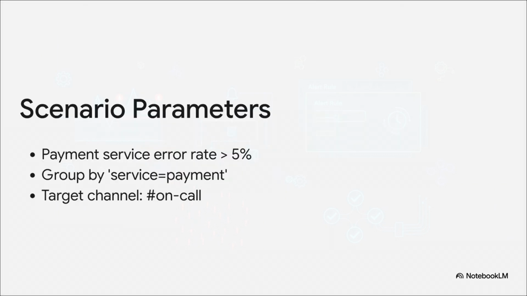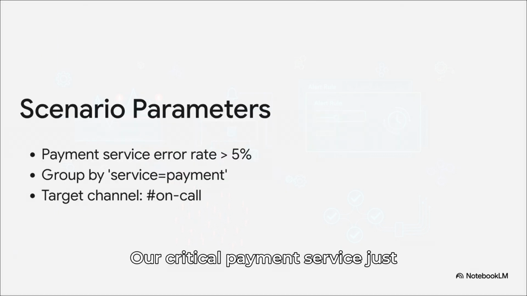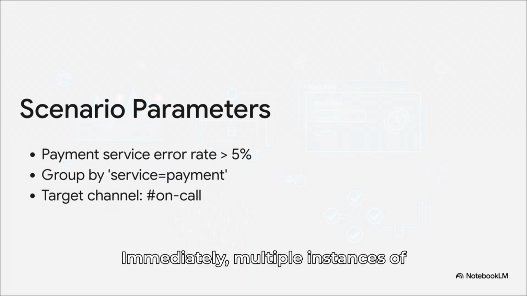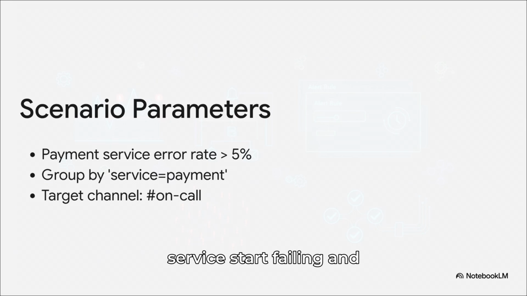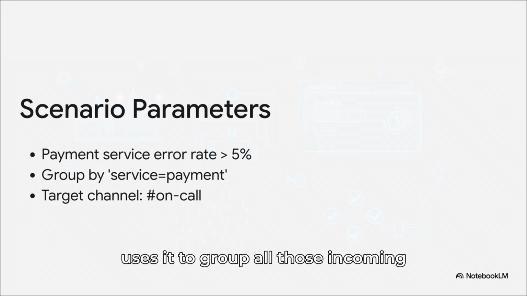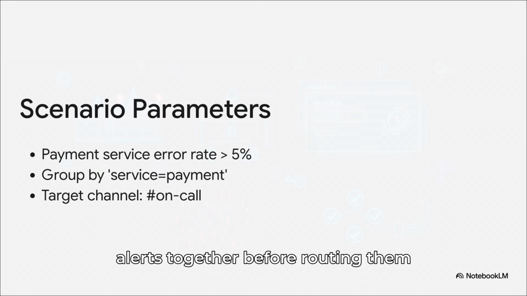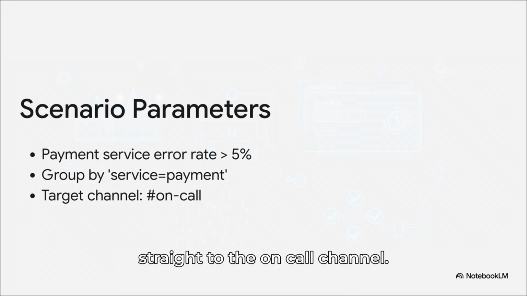Here's the scenario. Our critical payment service just crossed a 5% error threshold. Immediately, multiple instances of the payment service start failing and triggering alerts. But instead of 20 different alerts flooding Slack and causing absolute panic, our notification policy steps in. It intelligently looks at the label service equals payment and uses it to group all those incoming alerts together before routing them straight to the on-call channel.